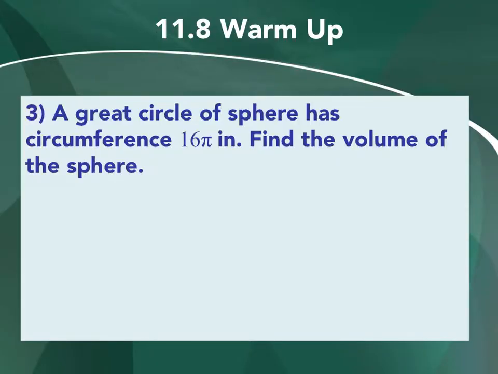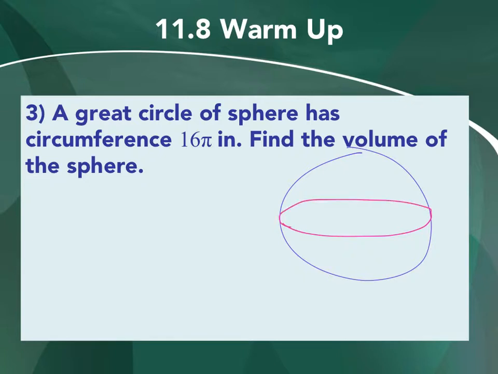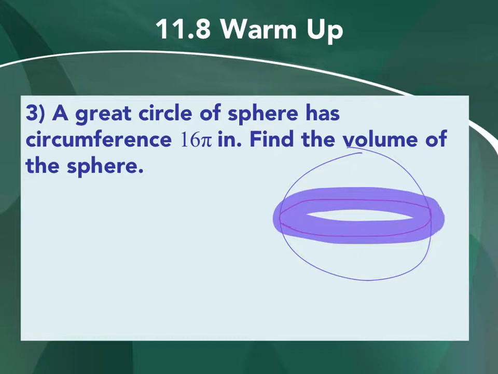All right, 3 says the great circle of a sphere has a circumference of 16 pi inches. Find the volume of the sphere. So remember, the great circle would be as if there was a sphere and I went all the way around the center there. So what it's telling you is that the circumference of this is 16 pi. So what does that help you with? It tells me I can work backward to find the radius, right? I can go diameter and then cut it in half, find the radius, doesn't matter.